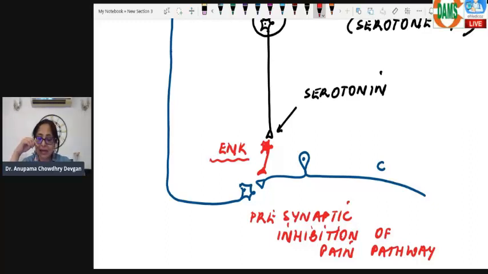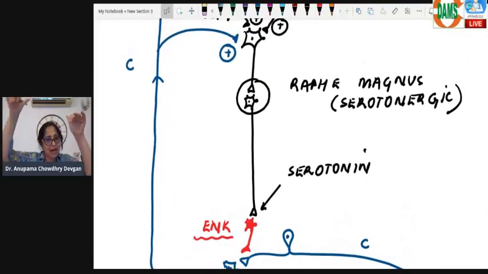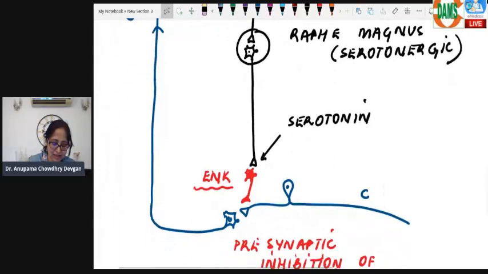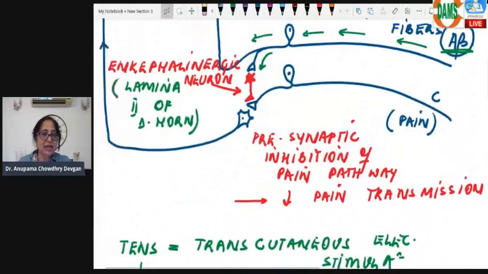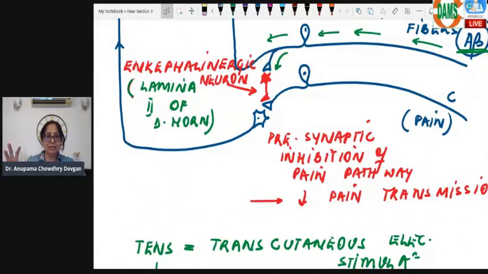And have you noticed something? That the pain fibers themselves stimulate the periaqueductal gray, and the periaqueductal gray will decrease the transmission of pain. Have you understood? So this is what the endogenous analgesia systems are. The first one was gate control theory. What is gate control theory? Here, the A beta fibers will stimulate the encephalinergic neurons, which now closes the gate. What is the gate? It now decreases the transmission of pain through the pain pathway. So it is closing that gate.